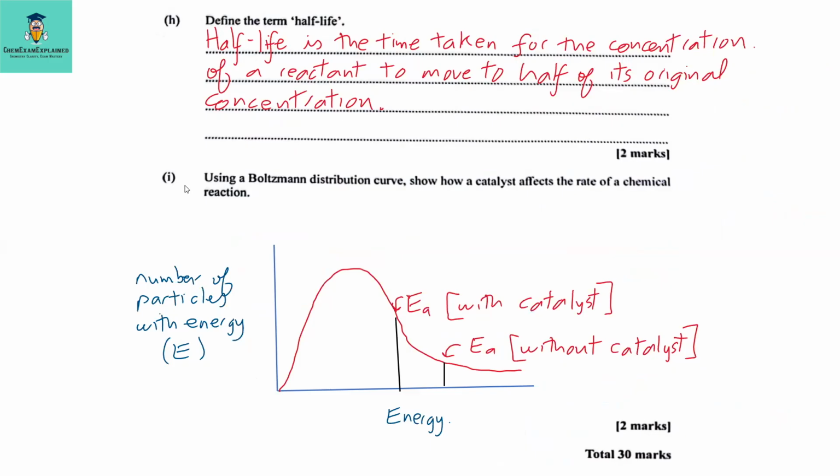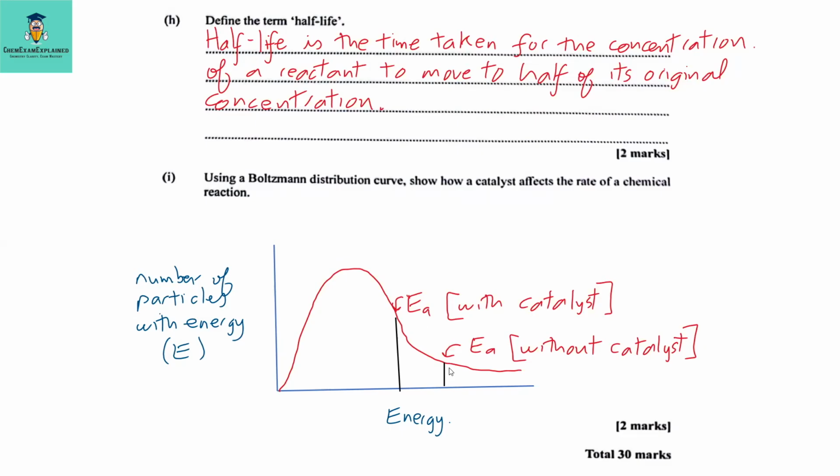Part I. Using a Boltzmann distribution curve, show how a catalyst affects the rate of a chemical reaction. So this is our Boltzmann distribution curve, where on the y-axis we have the number of particles with a certain amount of energy. On the x-axis we have energy. Now the question wants us to show how a catalyst affects the rate of a chemical reaction.